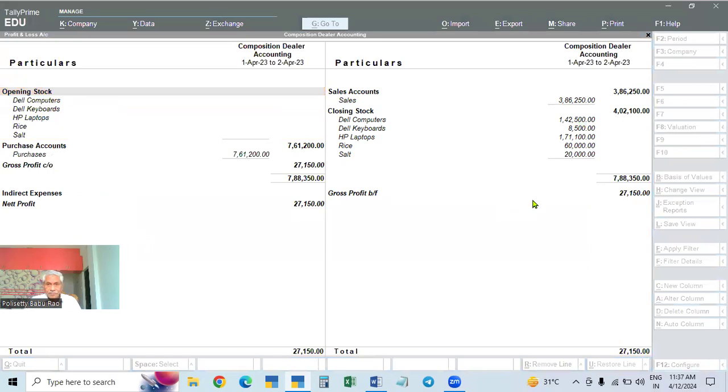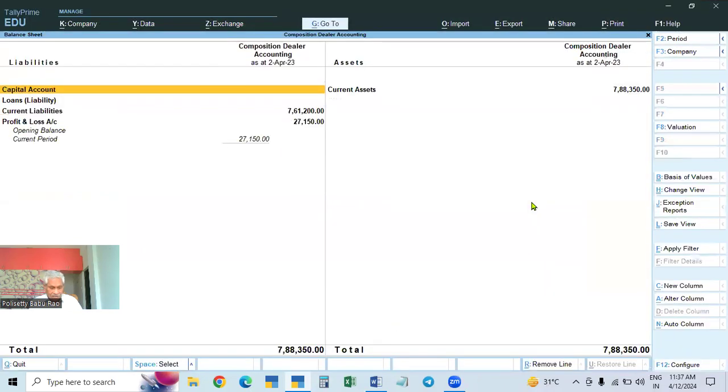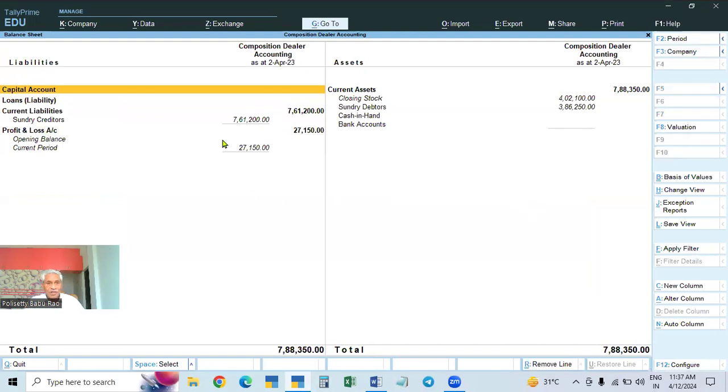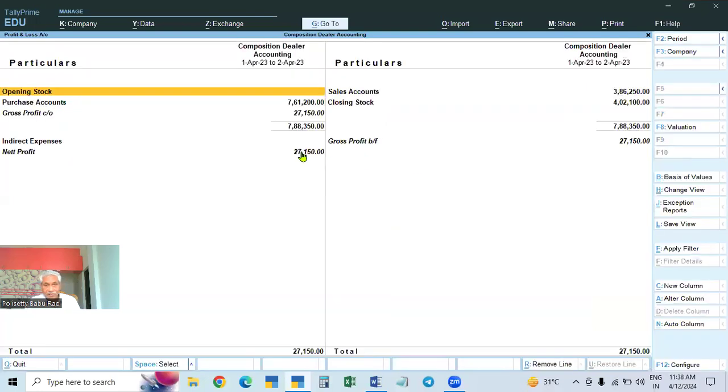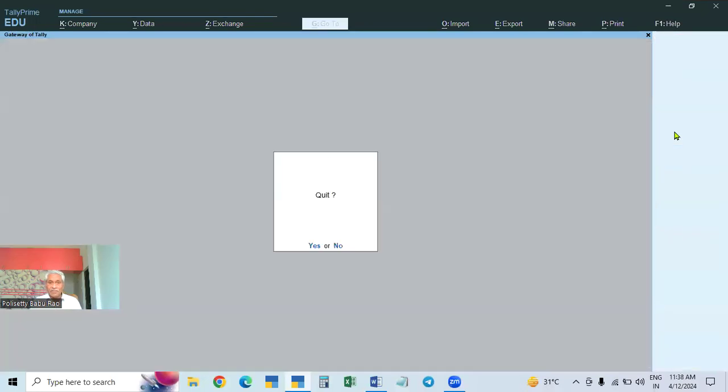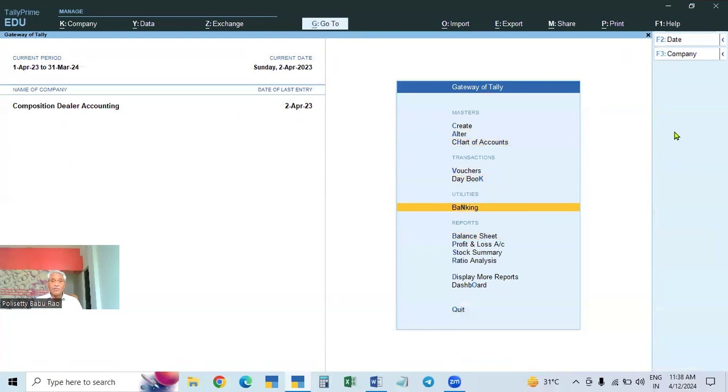Go to the balance sheet, F1. See here, sundry creditors, we sold goods. And here, closing stock, so we have some stock in that. And here, sundry debtors, to whom we sold. And here, the current year profit is 27,150. See here, the current year profit is 27,150. This is the profit and loss account and the balance sheet.